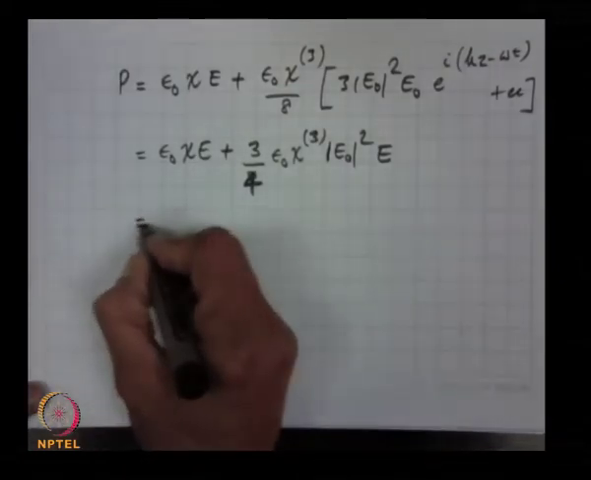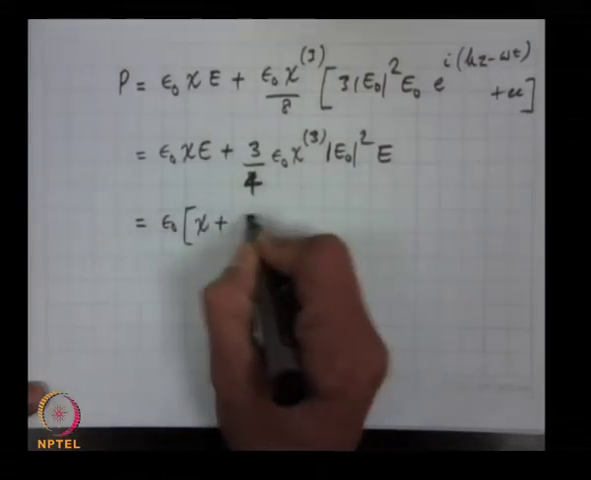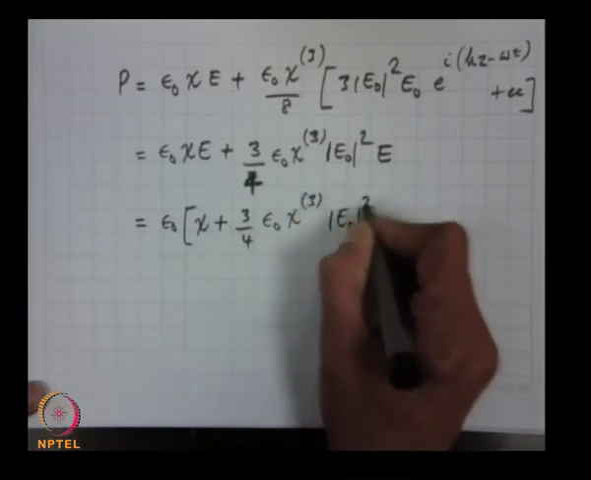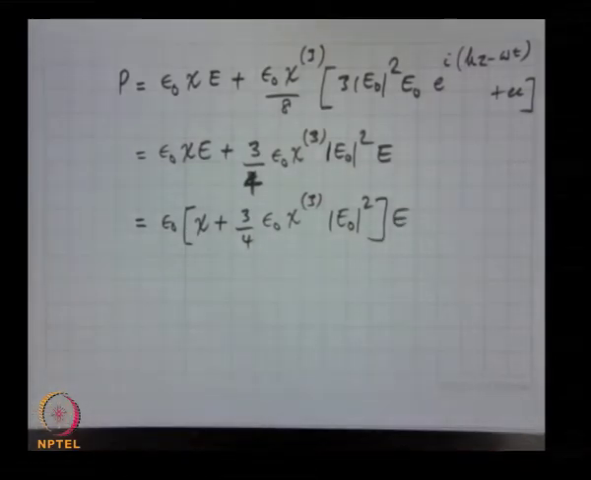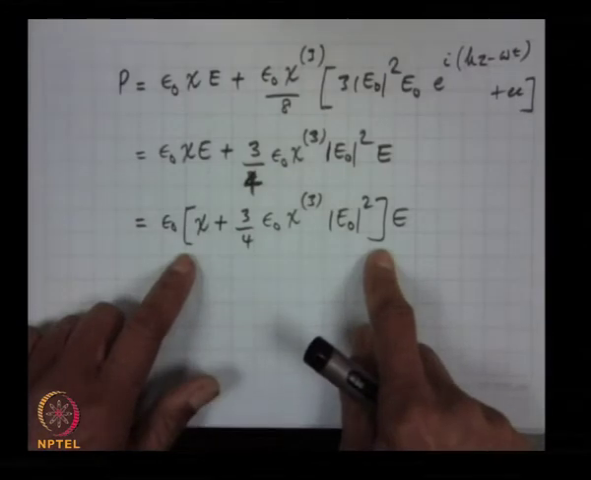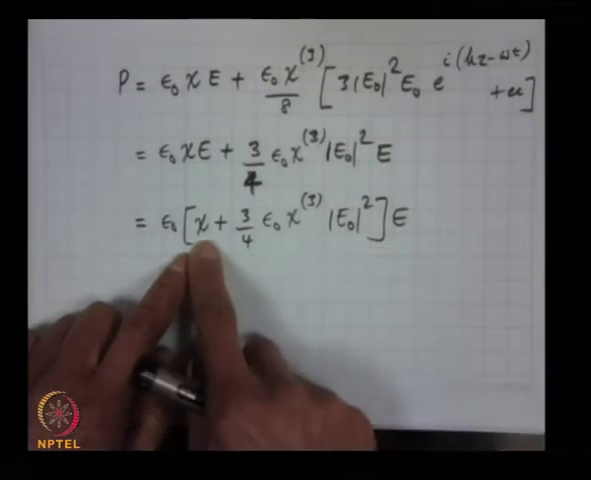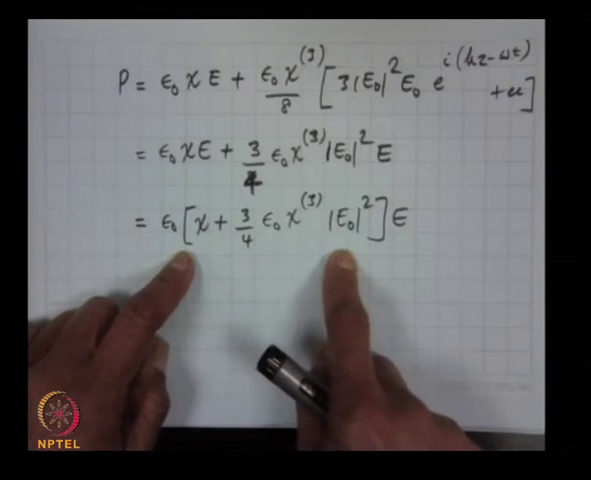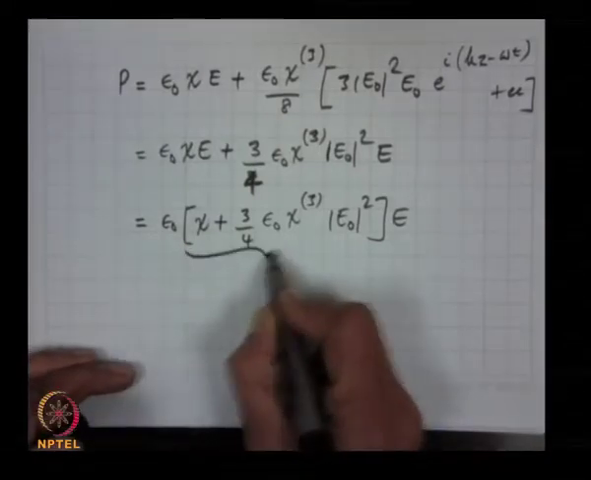So I can write this equation as epsilon 0 chi plus 3 by 4 epsilon 0 chi 3 mod E naught square into E. So in the presence of this term, epsilon 0 chi 3 E cube, it looks as if the susceptibility had got modified. The susceptibility was chi if I neglect the third order effect, otherwise it is this. So this is the effective susceptibility in the presence of nonlinearity.